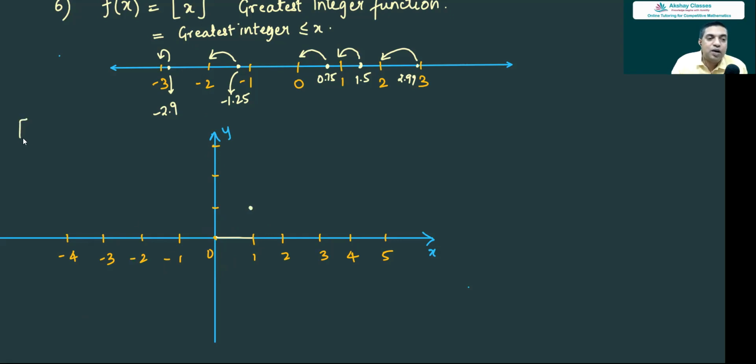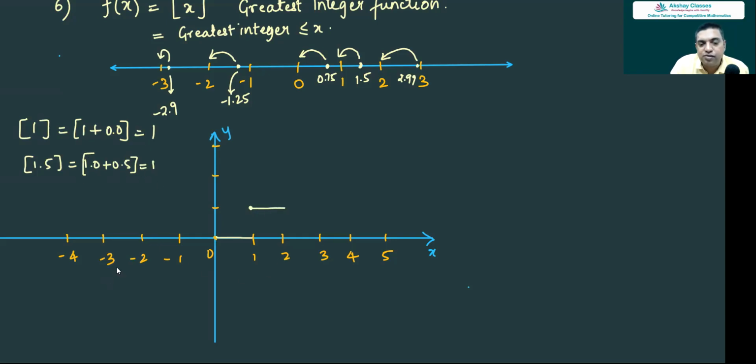The greatest integer. Now 1 can be written as 1 plus 0. So the step value is the integral part. All right, so it will be 1. Now if it is 1.5, it is 1 plus 0.5. Step value is 1, so throughout here you will get the step value like this. Then between 2 and 3, this will be the step. Between 3 and 4, this will be the step function. Between 4 and 5, it will be 4 again.